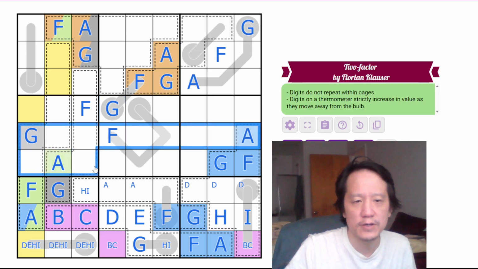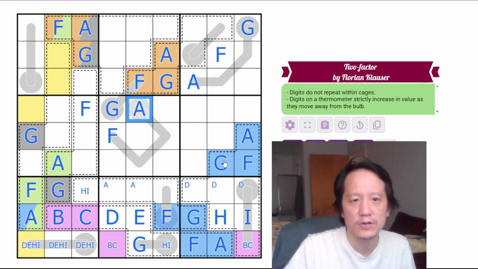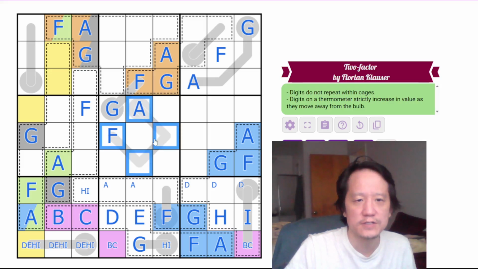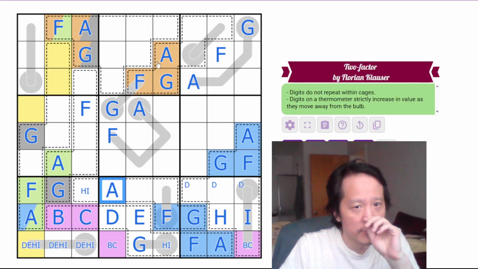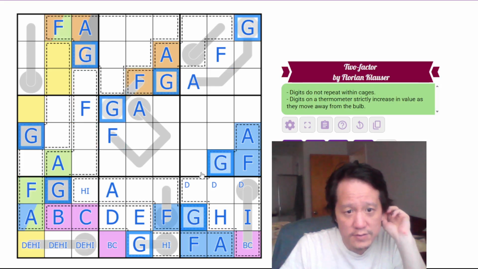A cannot be here or here, and can't be here, so A has to be here. Which means A is at least 3 less than F. This can't be A, so this must be A here. So we should have all the A's, G's, and F's. Yes.